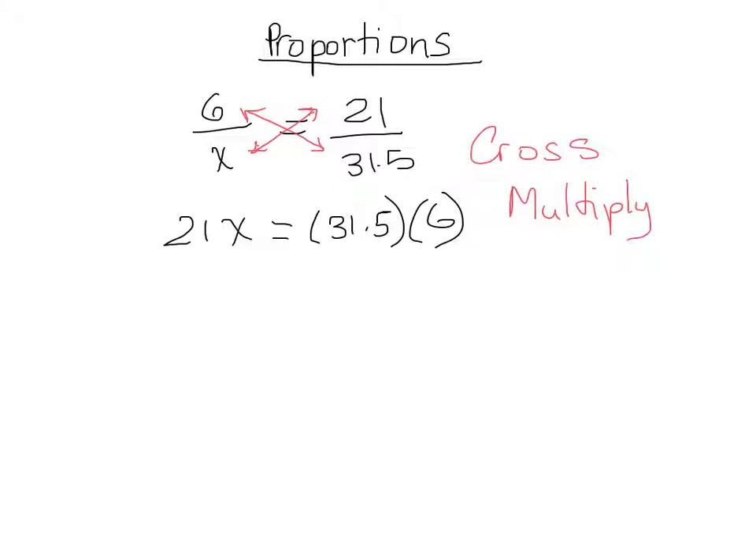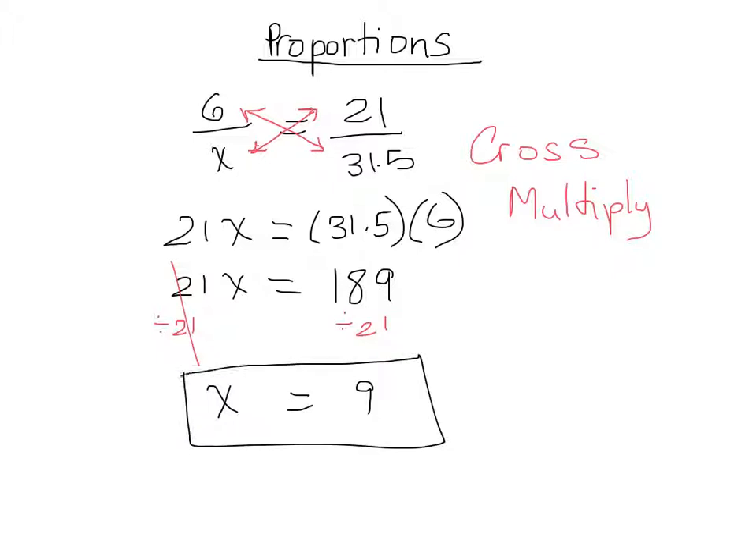Once we have that down, the rest is not so bad. We rewrite this 21x because we don't know what x is. We simplify the other side by plugging it into our calculator or doing it in our heads, and we get that 31.5 times 6 is equal to 189. Since we're trying to solve for x, we divide both sides by 21, and we get that x is equal to 9. And so that's how you work with a proportion.